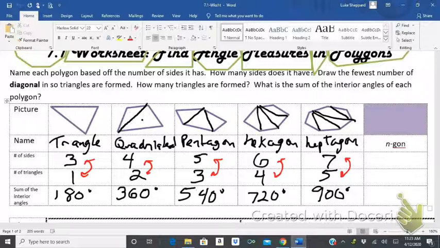So an n-gon, what this means is this is just saying a shape with any number of sides. It doesn't matter what the shape is. It could have 40 sides, it could have 3 sides, it could have 70 sides, no matter what. However many sides it has, we're going to call it n.